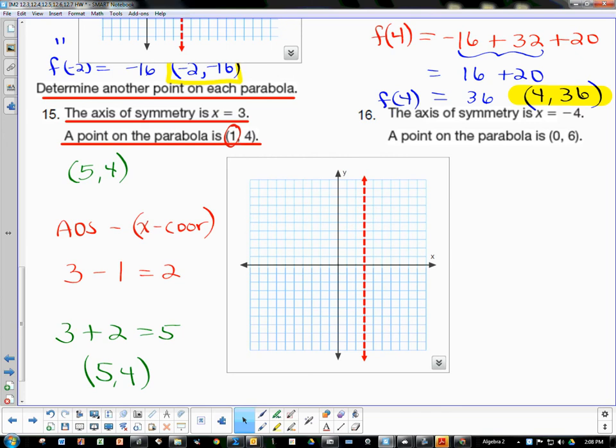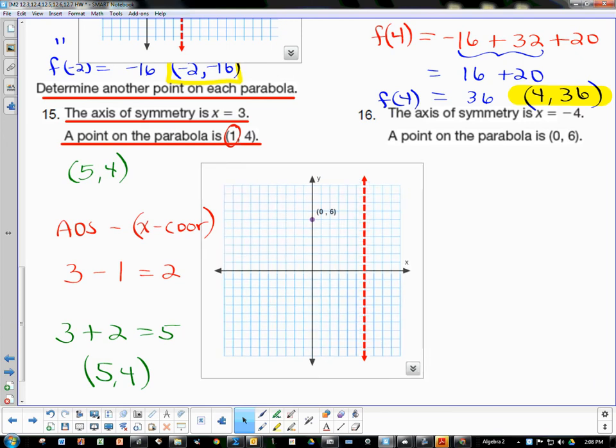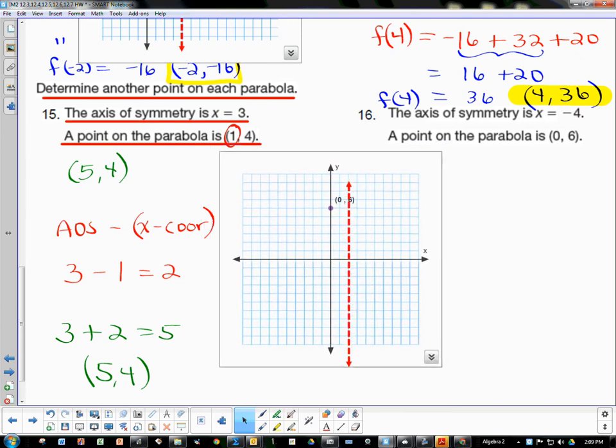We have a point on the parabola 0 comma 6. So that's going to be, there's 1, 2, 3, 4, 5, 6. And we have an axis of symmetry at x is equal to, let's see, x is equal to -4. So -1, -2, -3, -4. You can kind of see, we'll count this out. 1, 2, 3, 4, and 1, 2, 3, 4. So we're going to have a point right there. Okay. Let me erase this so I can give you this point. And there it is, -8 comma 6.